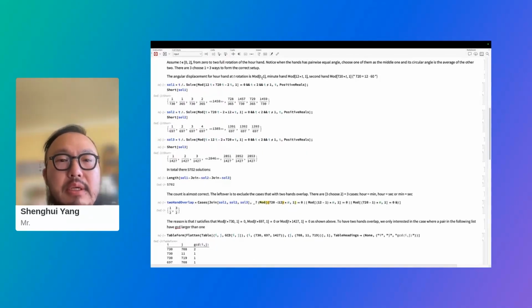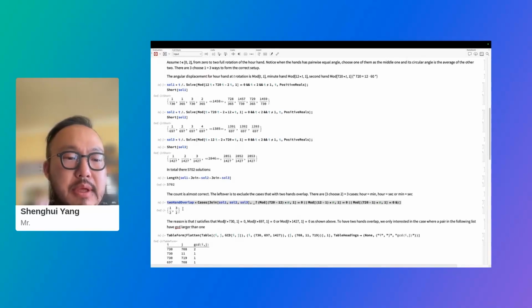Recall that these are the three equations for the hand movement. If two hands overlap, for example the hour and the minute hand, it simply means the difference between these two is 0, right? So it's mod 12, minus 1, it's 0. And the same thing for the second and hour hand. You subtract the second and minute hand, it's 720 minus 12. The same thing applies to the second hand and hour hand overlap.